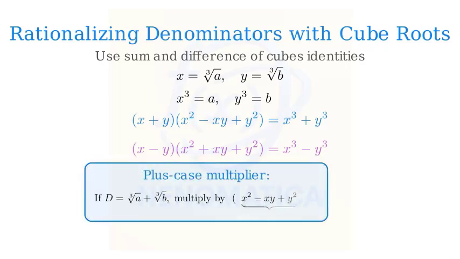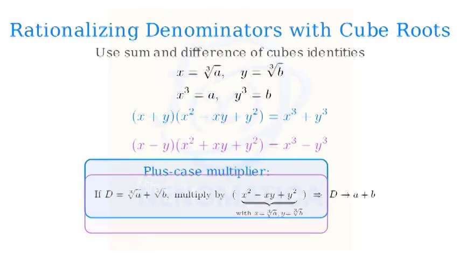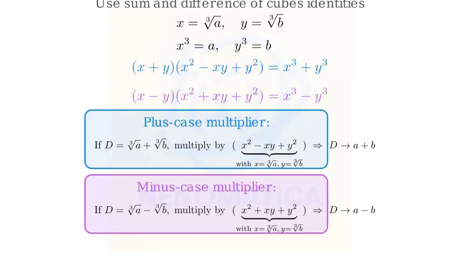Rule for the plus case. If the denominator is cube root a plus cube root b, multiply numerator and denominator by x² − xy + y², where x is cube root a and y is cube root b. The denominator turns into a plus b. Rule for the minus case. If the denominator is cube root a minus cube root b, multiply numerator and denominator by x² + xy + y². The denominator becomes a minus b.